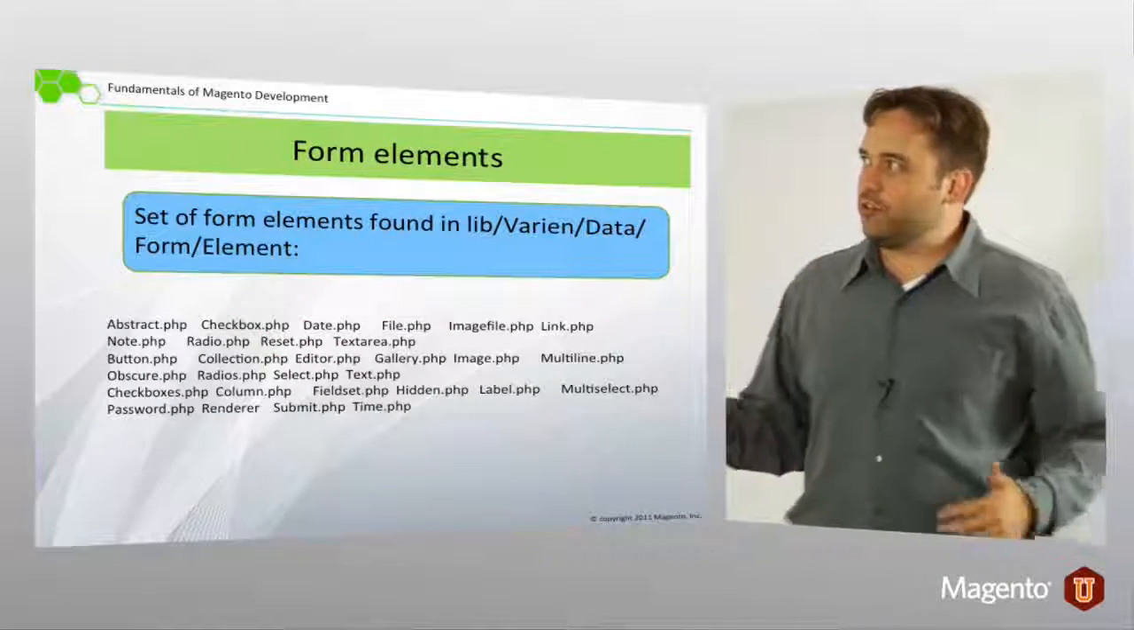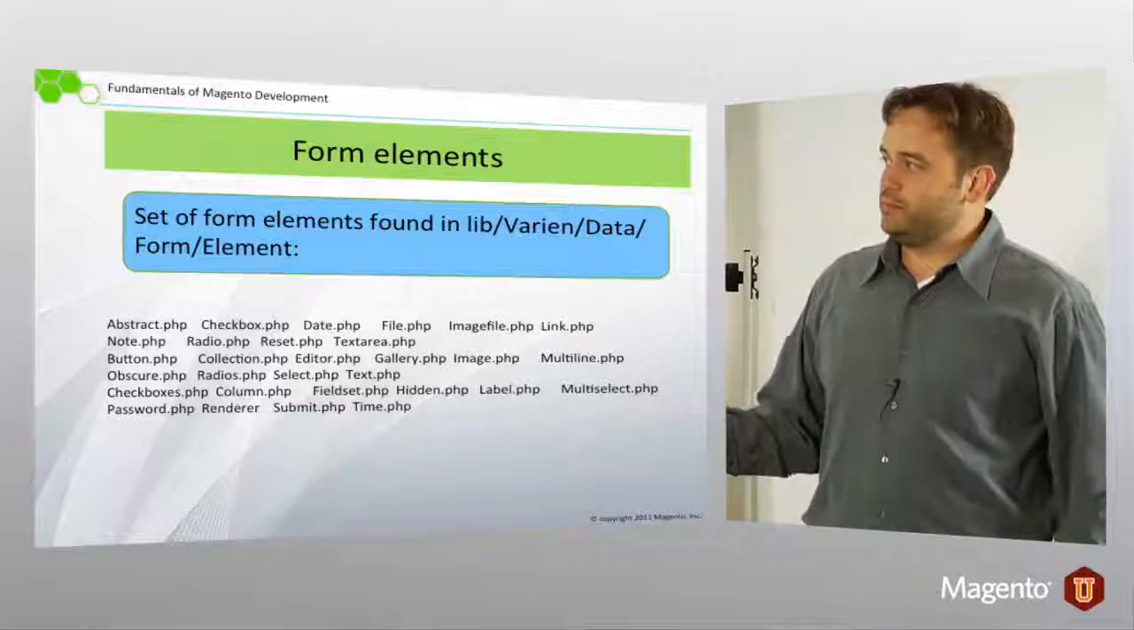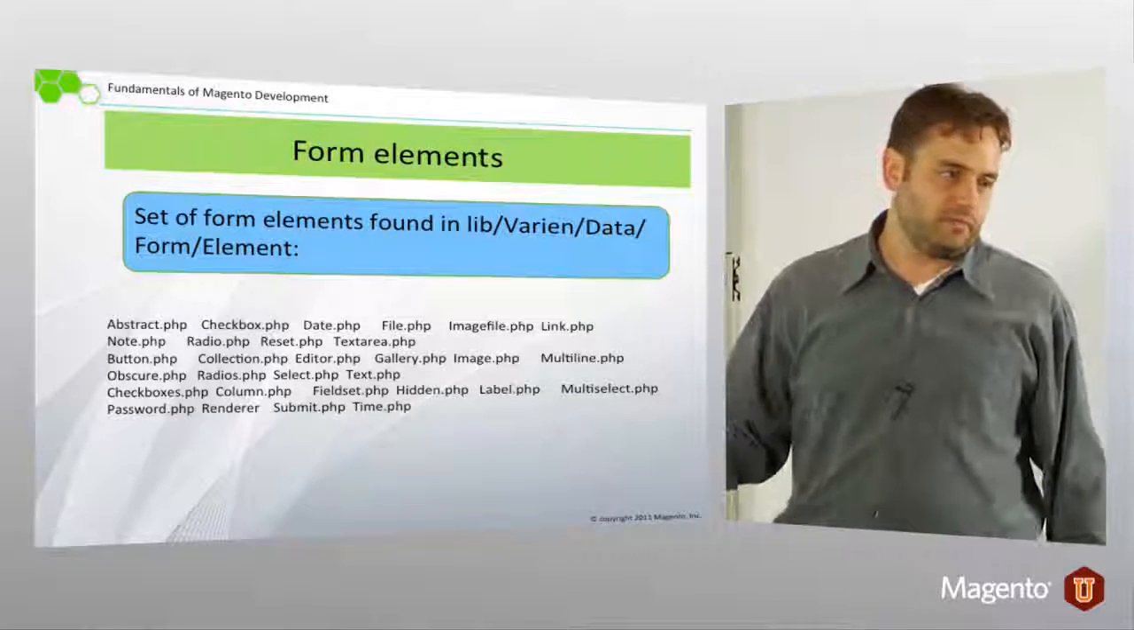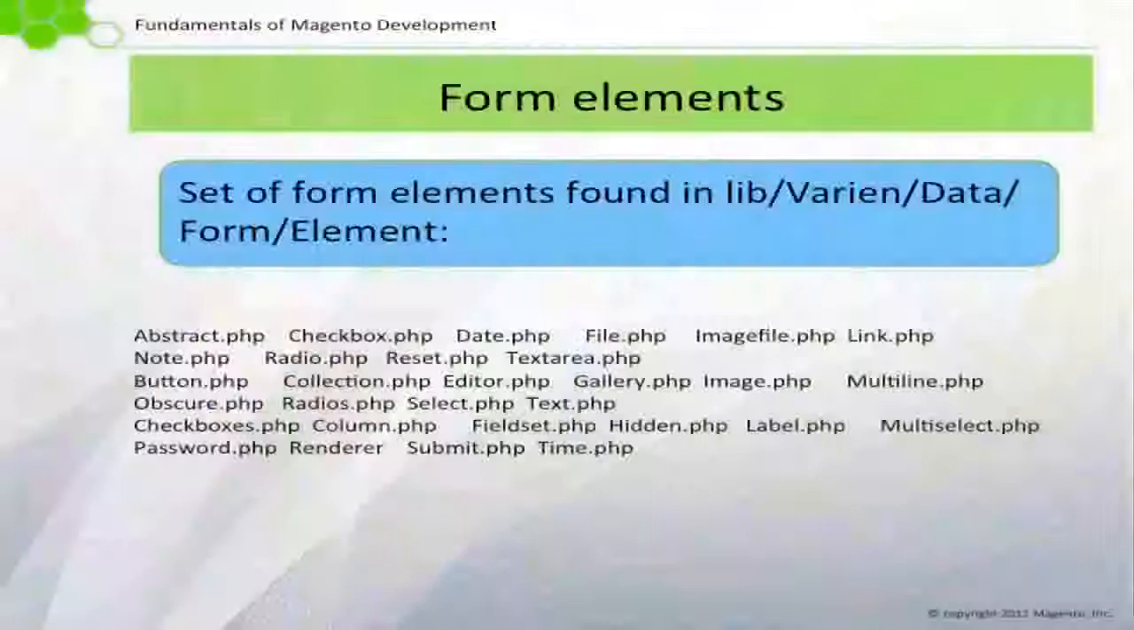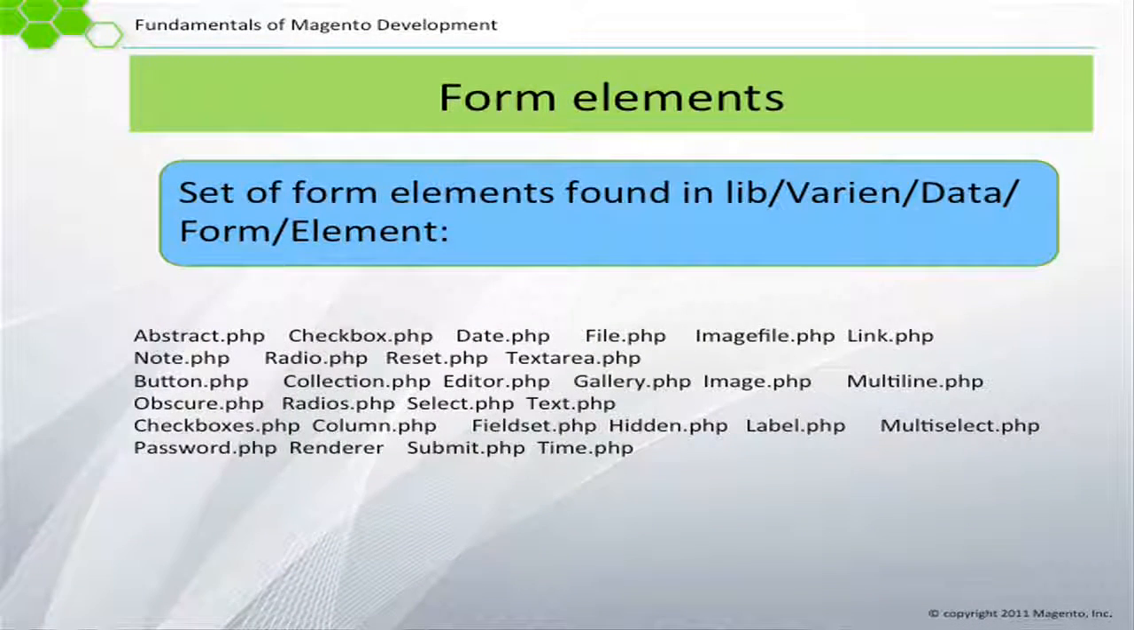So what kind of fields can we add? What kind of elements do we have? Well, we have a lot of them. And if you would like to find them, you would look under lib Varien data form element. And then, of course, you'd be more than welcome to create your own if you need it.